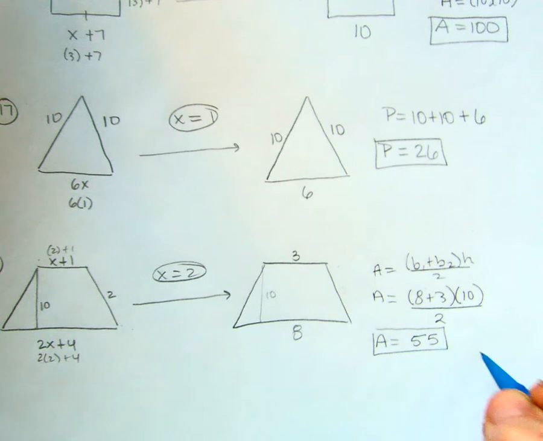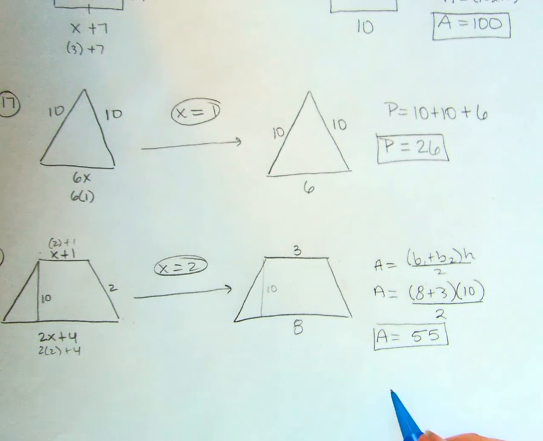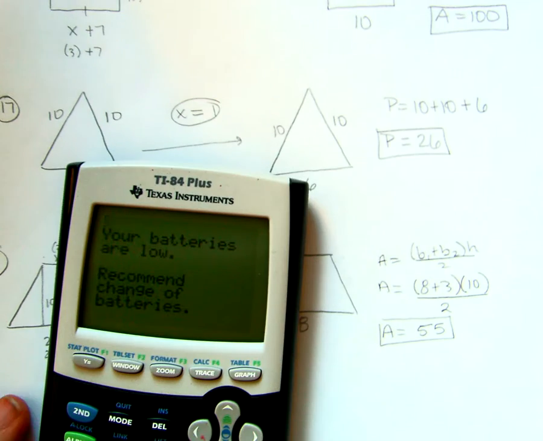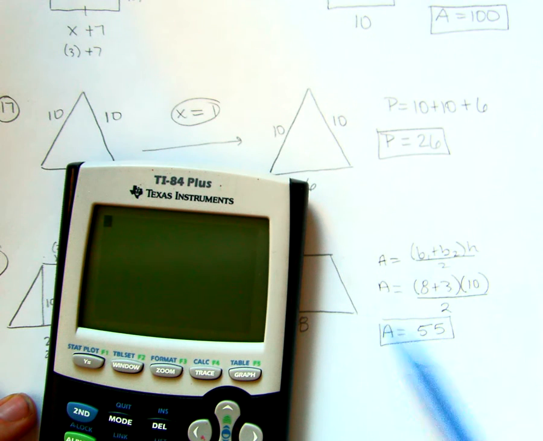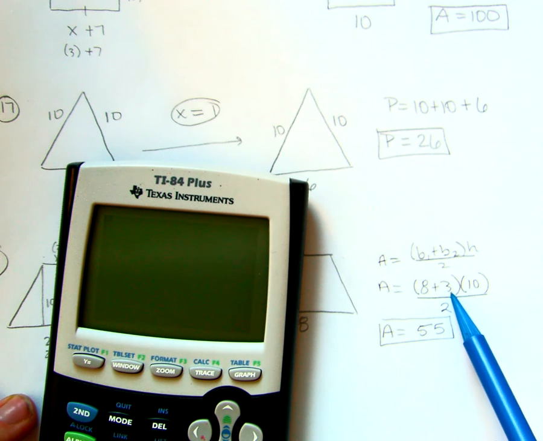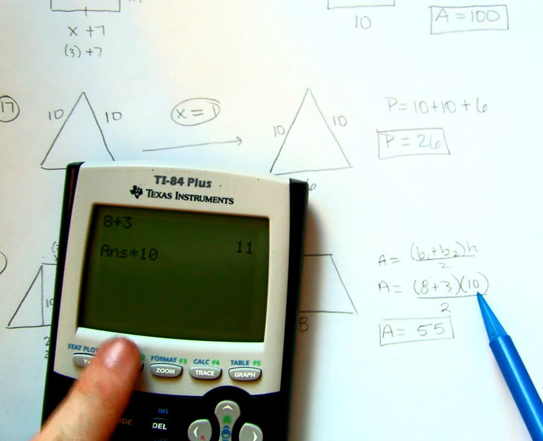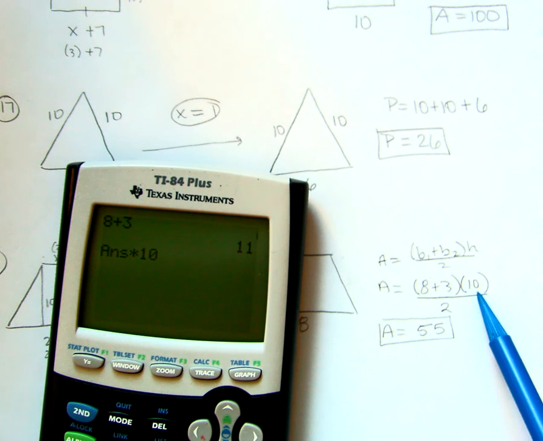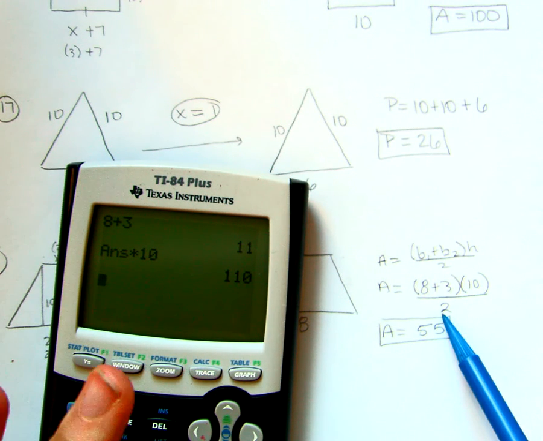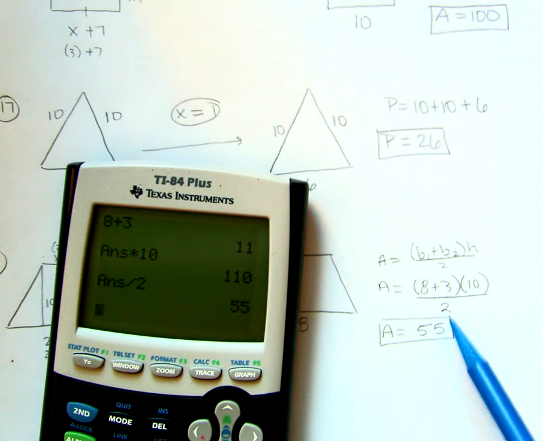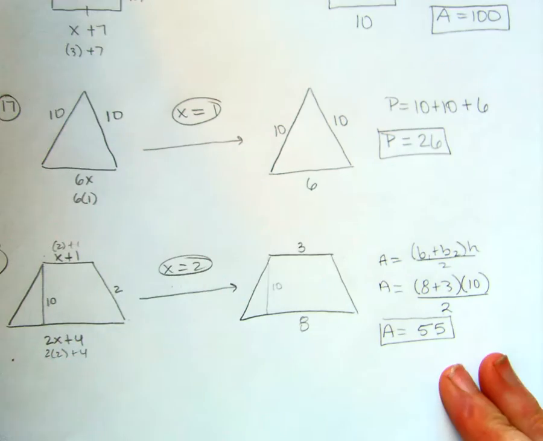And because I just did that in my head, I just kind of want to quickly confirm. When you are doing this in proper order of operations, the easiest way to do it is to do 8 plus 3 and hit enter. And then say times 10, because that's just going to pull down your previous answer and hit enter. And then divide by 2. See, every single time it's just using the previous answer, and that helps me with my order of operations. Okay?